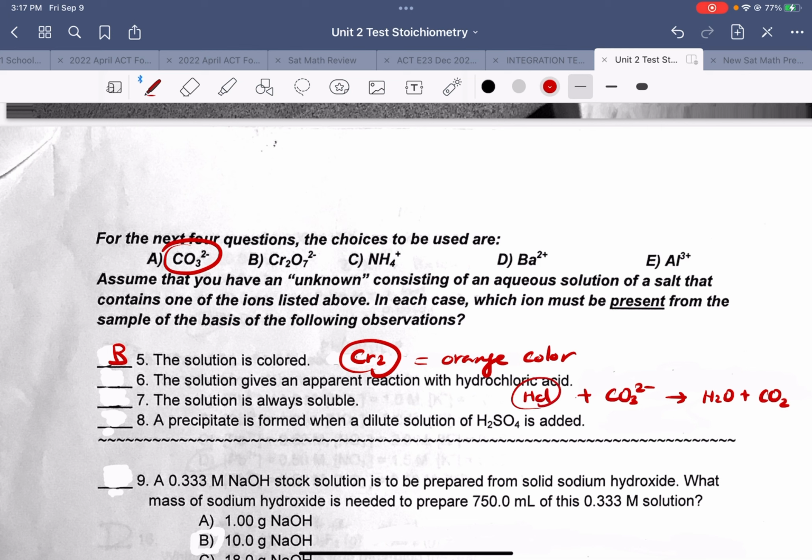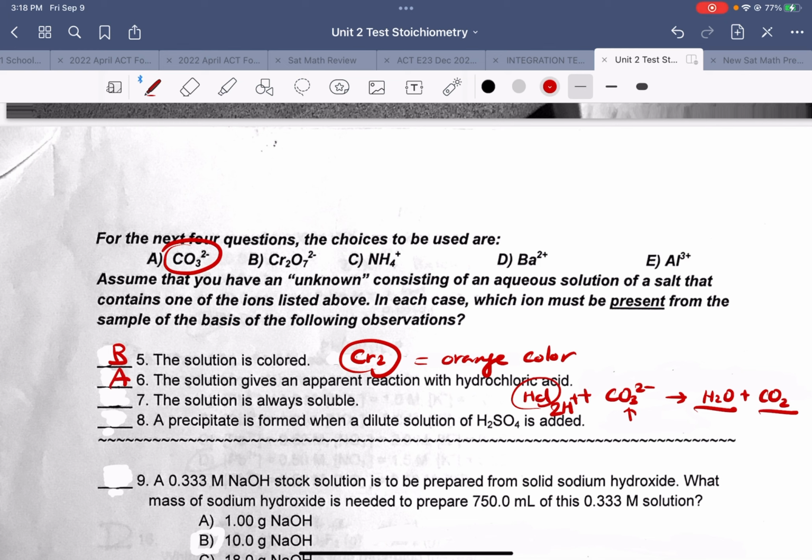In here, only H plus comes out. If it's ionized, then 2H plus are there, and one of the O is coming here, so it will make H2O and then CO2 like that. So which one reacts with HCl? Carbonate, which is A.